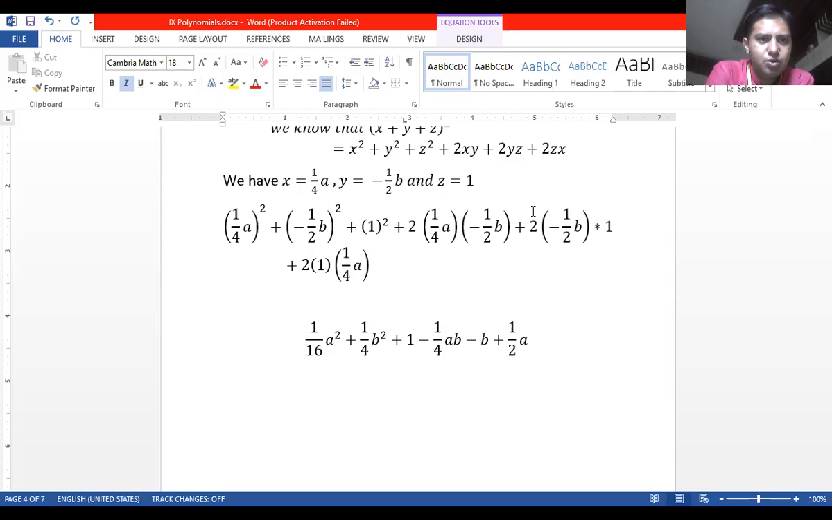Pratik wrote a square by 16, b square by 4, plus 1 minus ab by 4 minus b plus a by 2. Good, Pratik. Manan also wrote it a square by 16, b square by 4 plus 1 minus ab by 4 minus b plus a by 2. Manan is also good, right? Correct. I got the answer from Raghav. Akhilesh, b square by 4 plus 1 minus ab by 4 minus b plus, good. Perfect. So I got the answer from Raghav, Akhilesh, Manan.